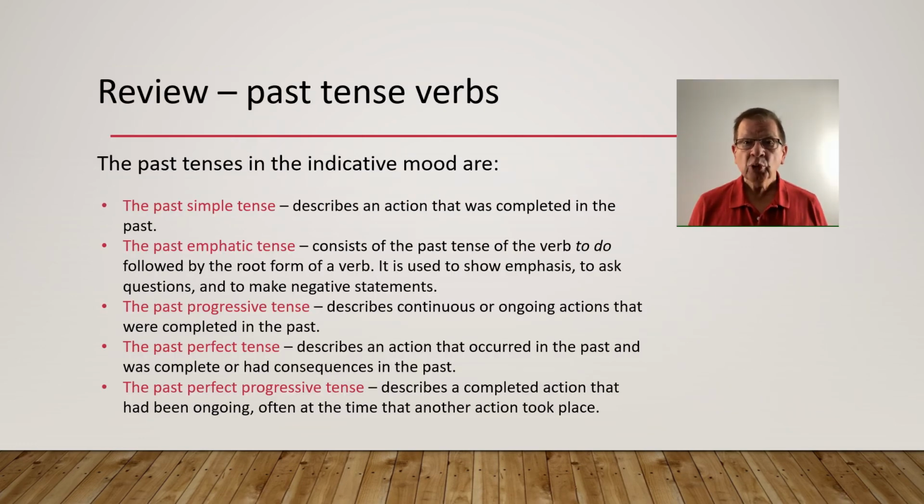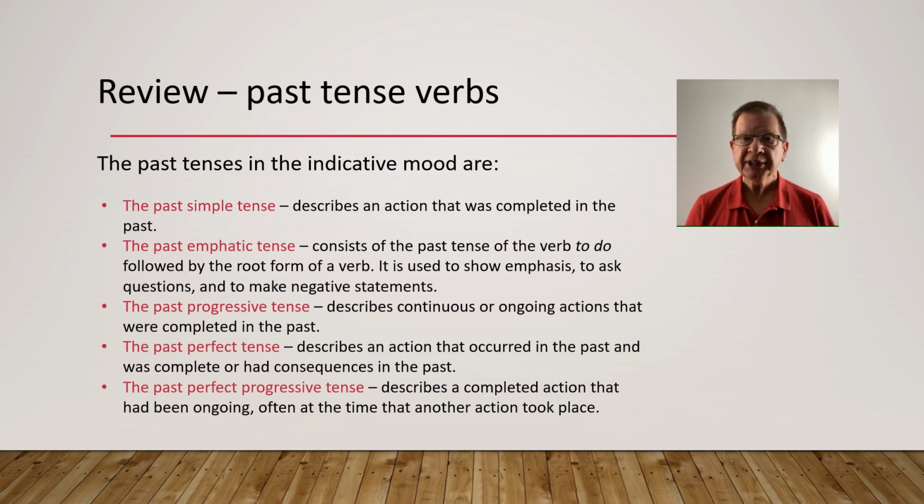Now let's review what we have learned about past tense verbs. The past tenses in the indicative mood are the past simple tense. This describes an action that was completed in the past. The past emphatic tense. This consists of the past tense of the verb to do followed by the root form of a verb. It is used to show emphasis, to ask questions, and to make negative statements.